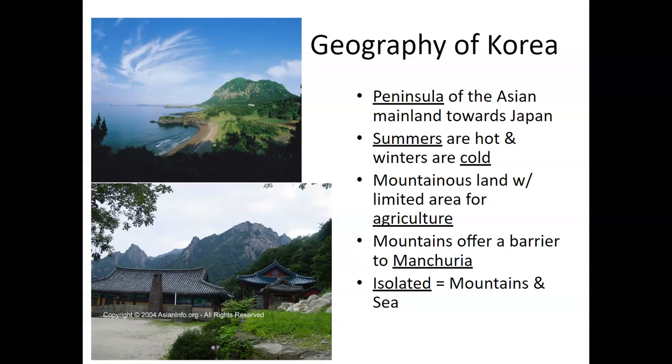Now, the mountains can be a benefit for a time in that they provide a barrier between the Korean Peninsula and Manchuria, which is northern China. That can help them, but it also can hurt them, because the mountains, as well as the peninsula itself, the sea, can isolate them. So there are going to be some benefits and some disadvantages at various points in history for what the geography brings to Korea.